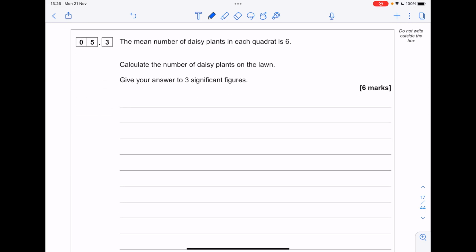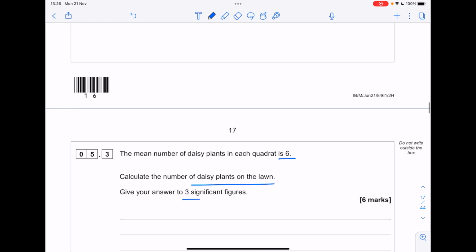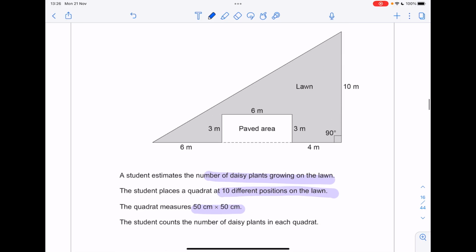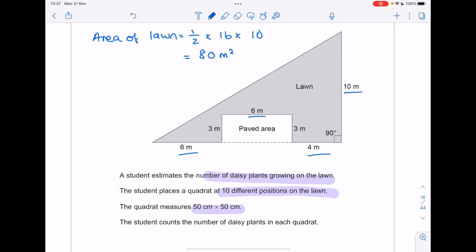The mean number of daisy plants in each quadrat is 6. Calculate the number of daisy plants on the lawn. Give your answer to 3 sig fig. So we need to work out how many quadrats we would need to place on this lawn. So first of all, work out the area of the lawn. It's a triangle, so we do half times the length, which is 16, times the height, which is 80 meters squared.